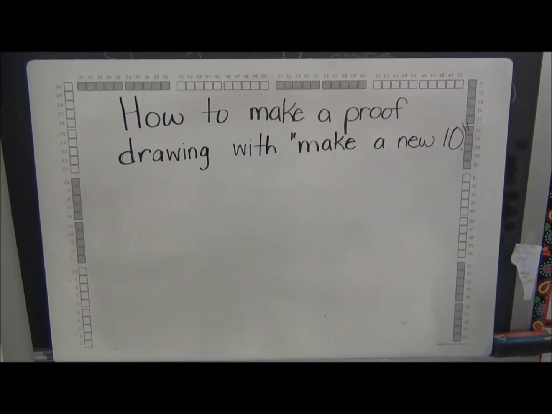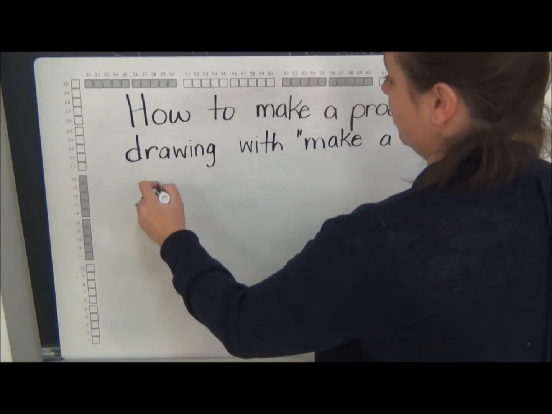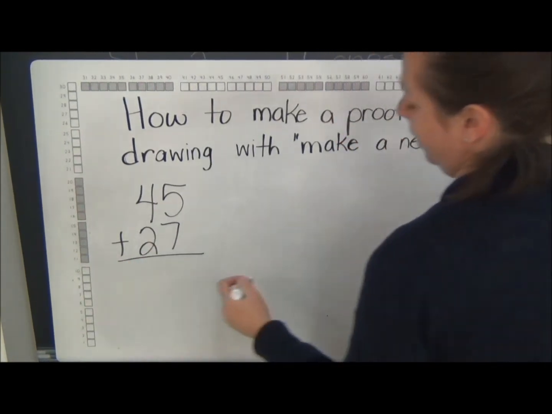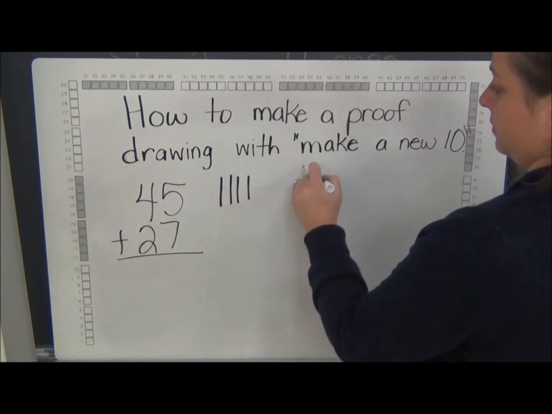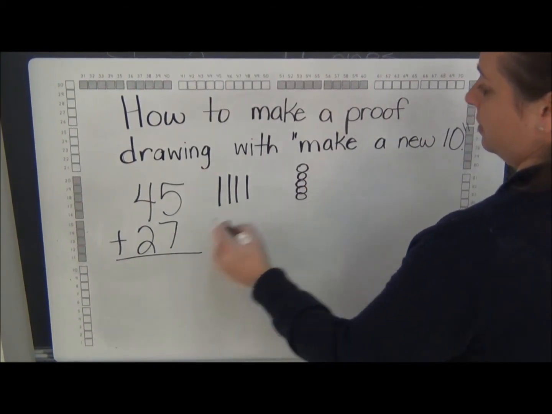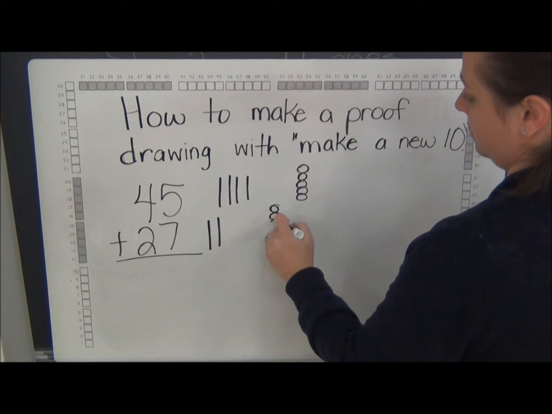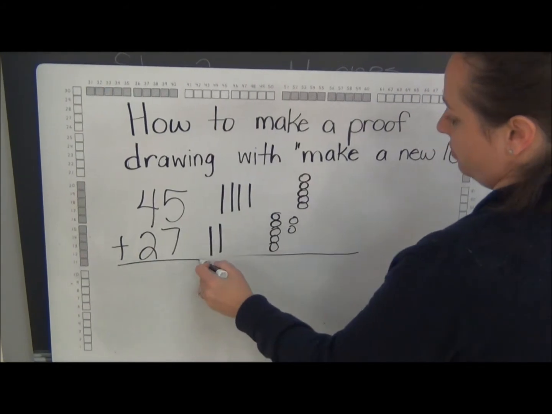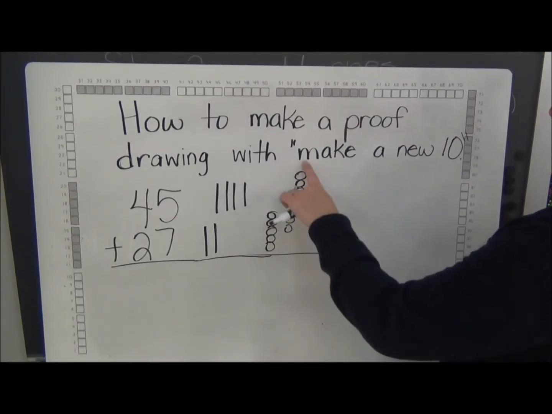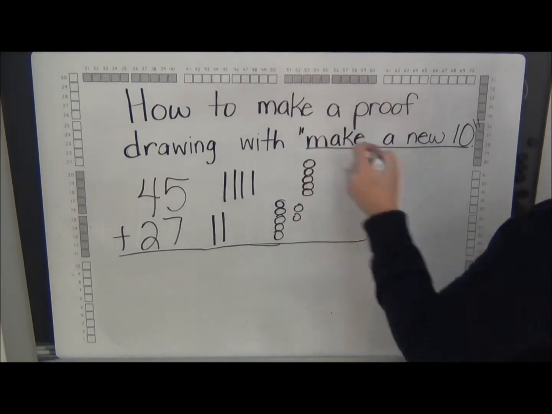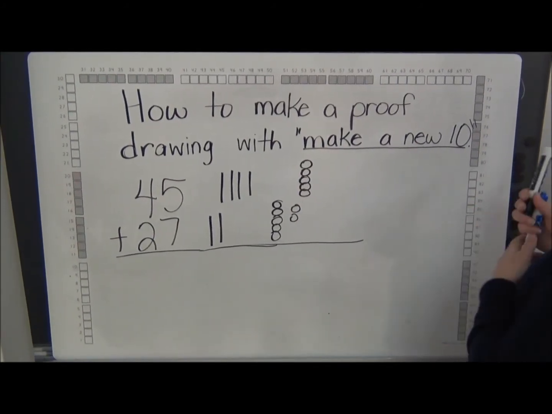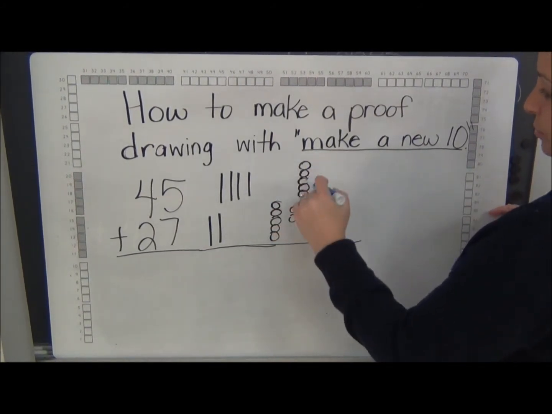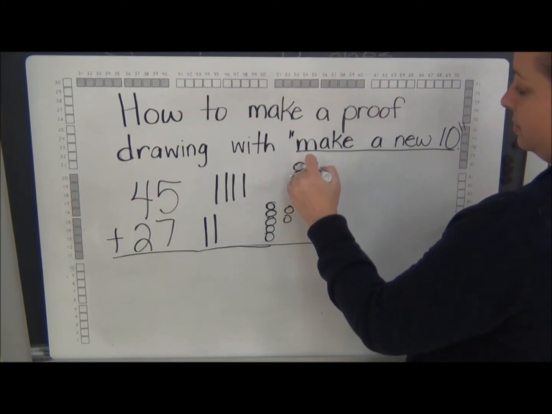So sometimes when there's an addition problem, for example, 45 plus 27, after we do our proof drawing, we count them up, we notice that there are more than 10 1s. So what this is called is make a new 10. What the students do is they can either draw lines through the ones that they count off, or they can circle a group of 10. So I have my students do both actually.